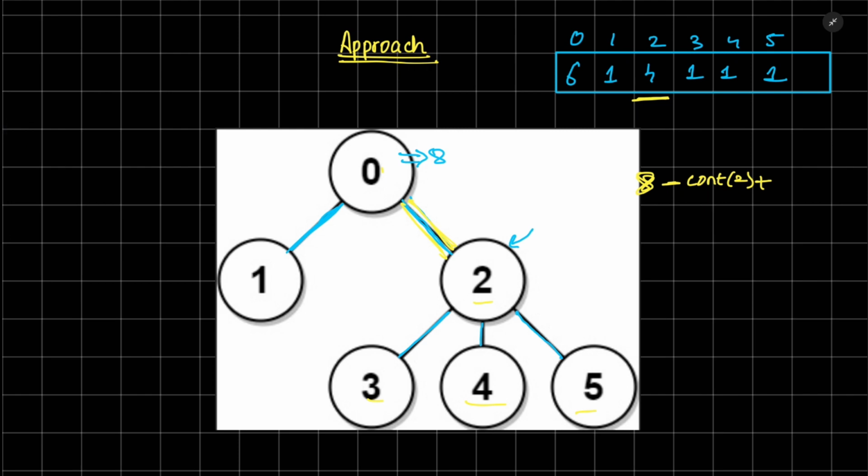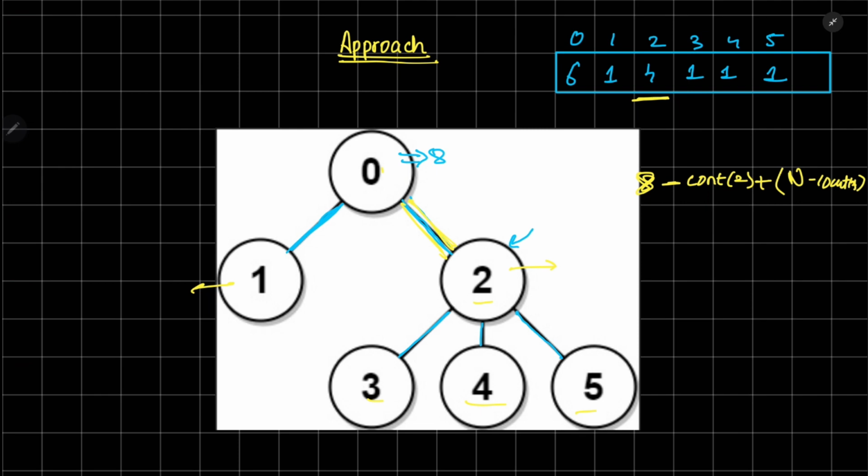So how will we get that? We can get it by the total number of nodes, that is n, minus what? We'll minus the count of 2 again, because these many nodes are in the tree, these many nodes are in the subtree. So we will again minus the count of 2. So this will give the answer for this 2.